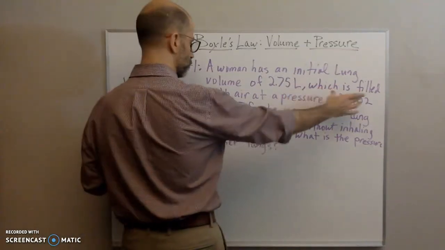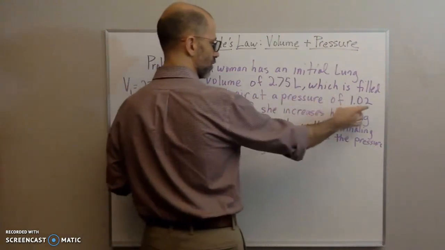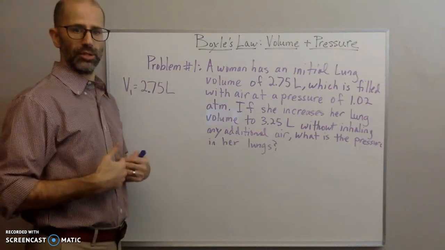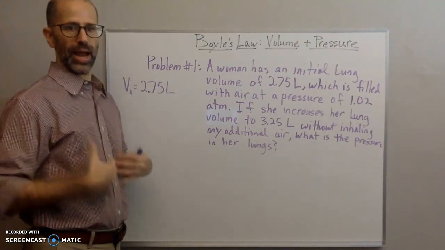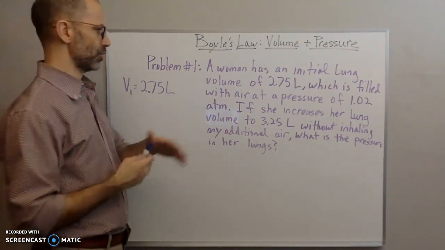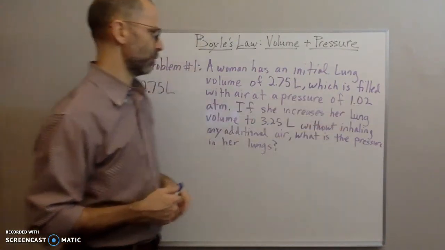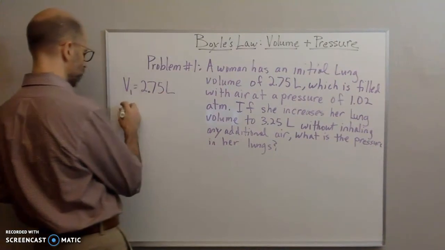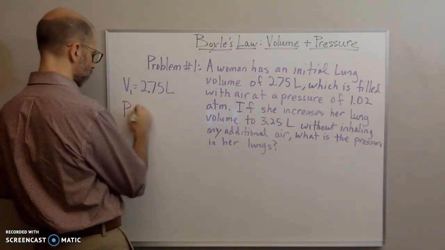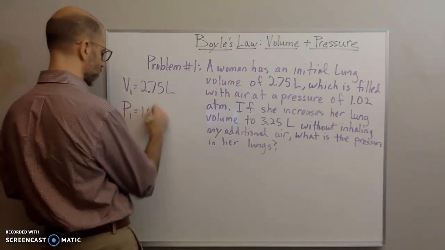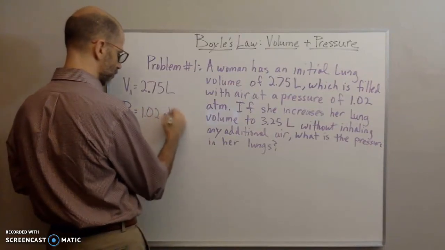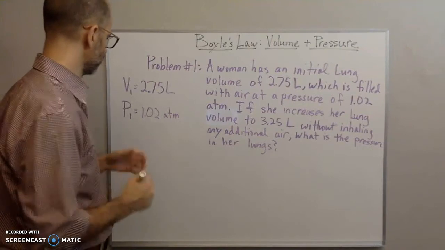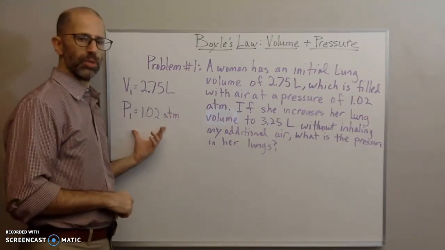And it says, which is filled with air at a pressure of 1.02. So she breathes it in and she holds her breath. And so the air now in her lungs is at a pressure, whatever the atmospheric pressure at that time, which is 1.02 atmospheres. So that's going to be our P1. P1 is 1.02 atmospheres. An atmosphere is a unit of pressure. So this is our V1, our P1.